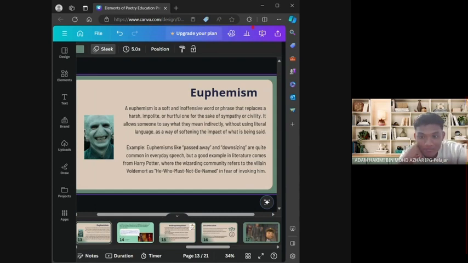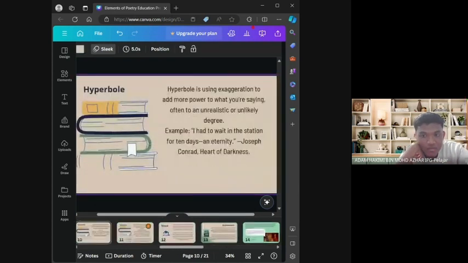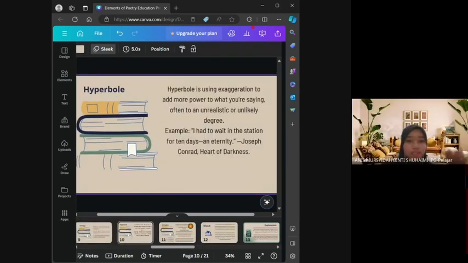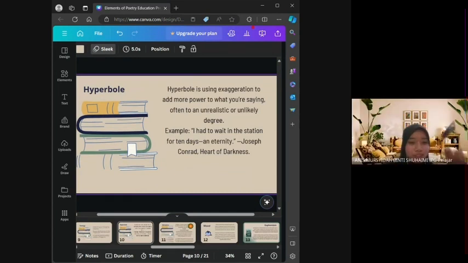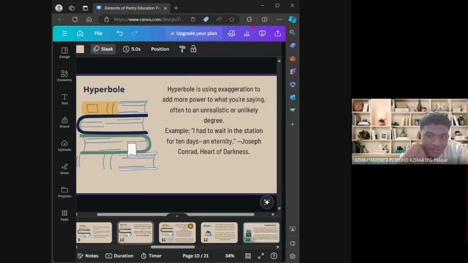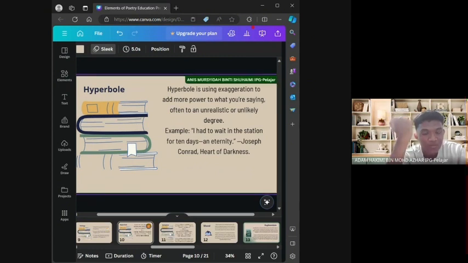This is familiar, the one where we must use hyperbole. How do you pronounce that? Hyperbole. I think this one is quite interesting because it contrasts with what Afrina mentioned, the pun one. Hyperbole is using exaggeration to add more power to what you're saying. So pun is making a joke out of it, but hyperbole is making a serious statement out of it.